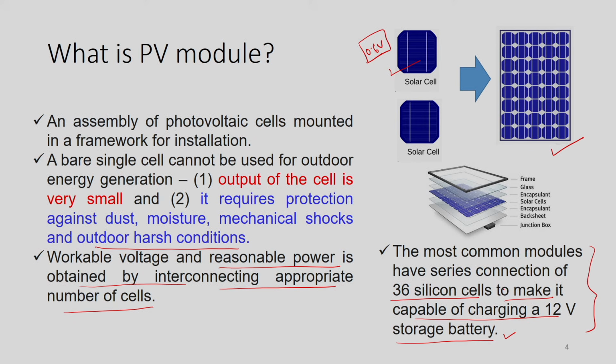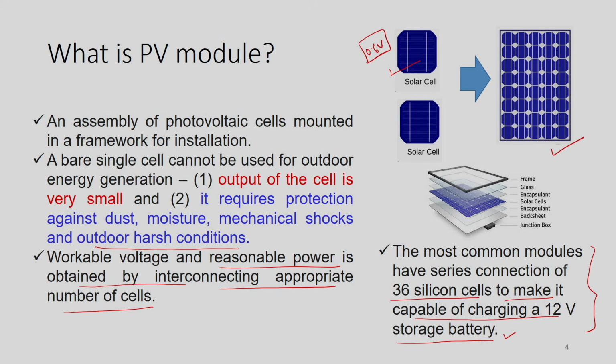Of course, we will have more numbers of cells in the international market. If we look very precisely at this module, what are the different layers that compose it? Of course, we need a junction box at the end, and this is the back sheet.